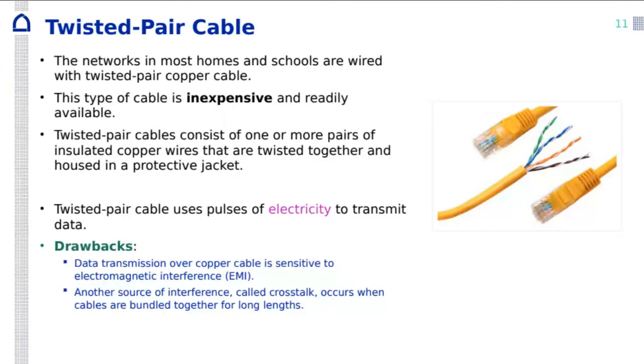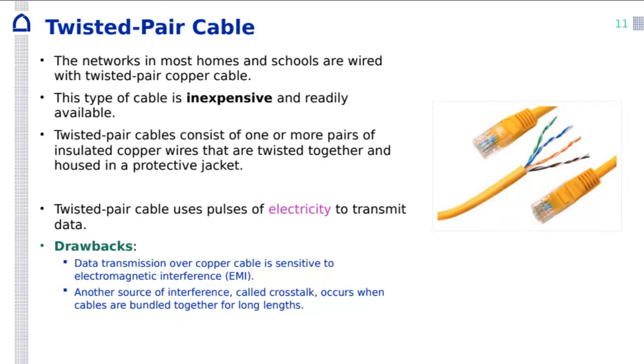The twisted pair. There are two types of twisted pair. By the way, twisted pair is very popular because it's not expensive. It's easy to use. Okay, it consists of one or more pairs of insulated wires. We will show these cables, inshallah, in the lab. So you look here, we have twisted two wires together. Twisted pair cable uses pulses of electricity to transmit data.